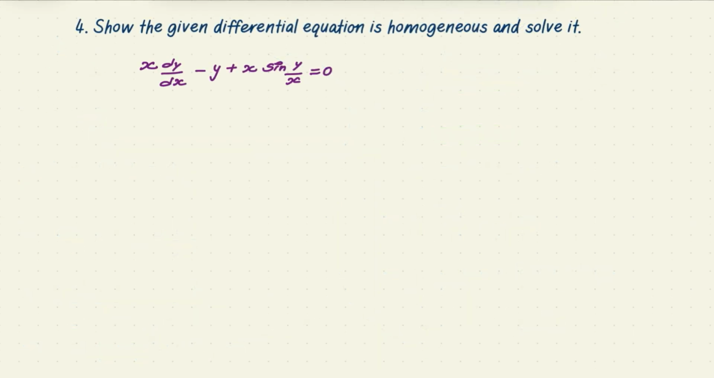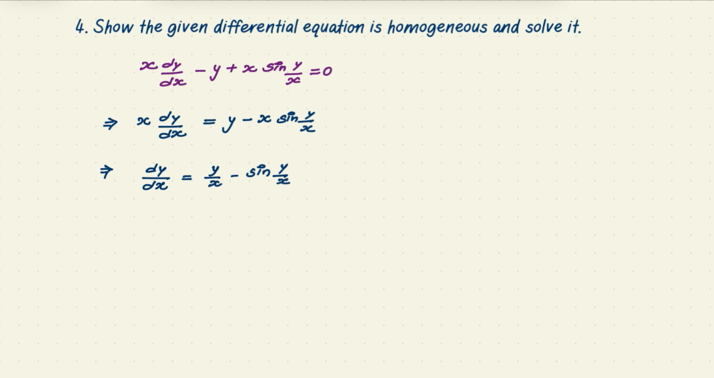Question 4. Here let us keep dy over dx here and take everything on the other side. We will have y minus x into sine y by x. Dividing both sides by x, then on the left hand side we will only have dy over dx equals to, dividing by x, and dividing by x, this x and x get cancelled, then we will have y by x minus sine y by x. So it is clear that this differential equation is homogeneous since dy over dx is a function of y over x. Now let us solve this equation. For that, let this be equation 1.